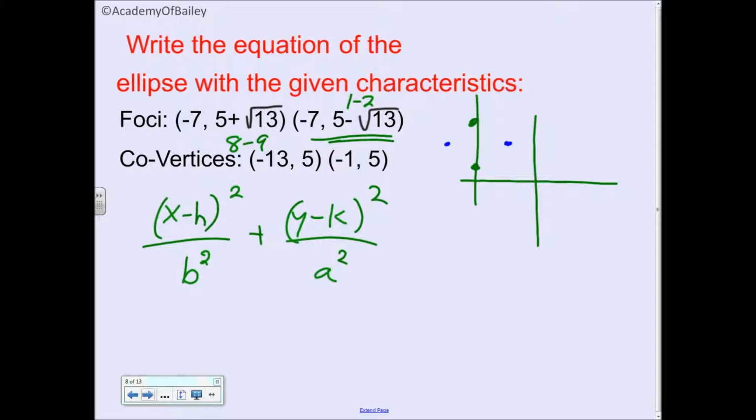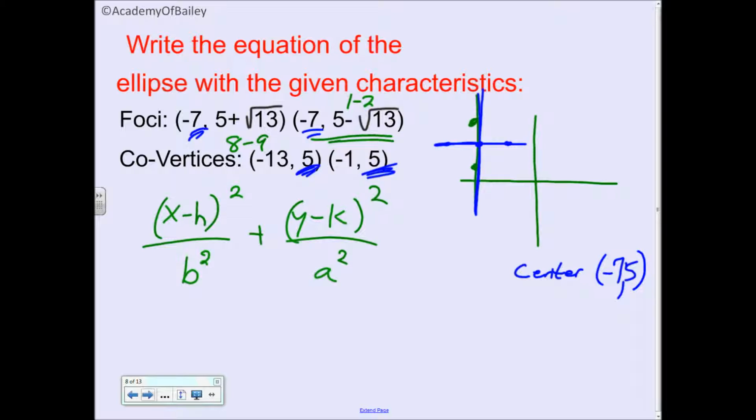And so, what is going to be our center? Well, we know that the x value is going to be -7, right? So the center, the x value is -7. What's the y value? Well, how far up do we have to go? I believe the y value is up 5, right? There we go. So (-7, 5) is our center.